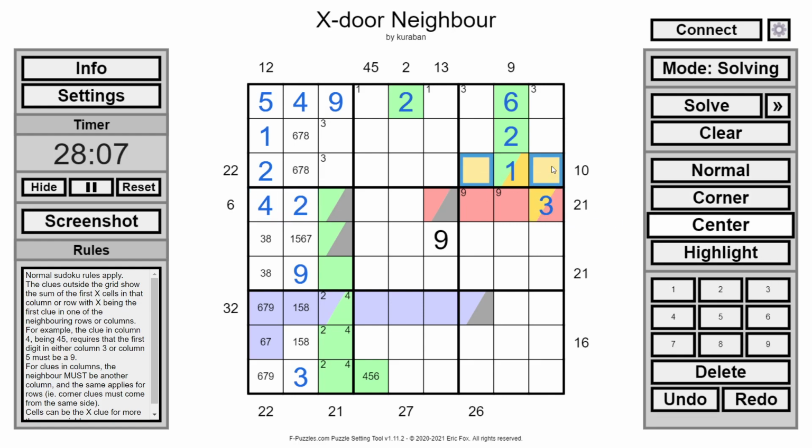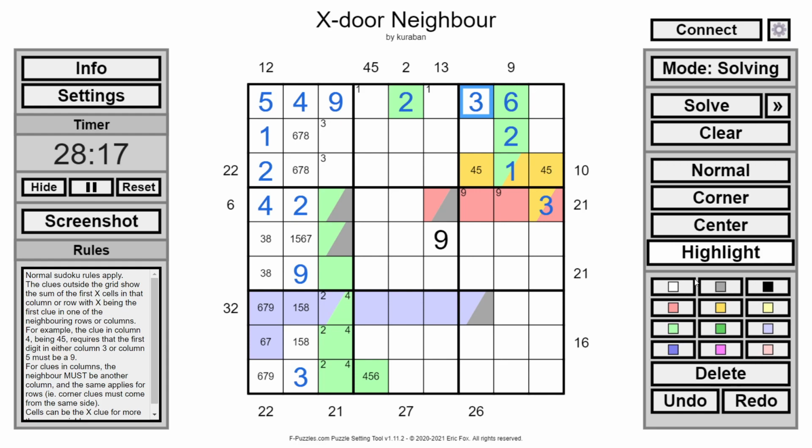These two have to add to 9, which can't be 1, 8, can't be 2, 7, can't be 3, 6, so this must be 4, 5. And now this 3 is making this a 3. So we just finished off 2 different clues there. This 9 clue is done. And this 10 clue is done.